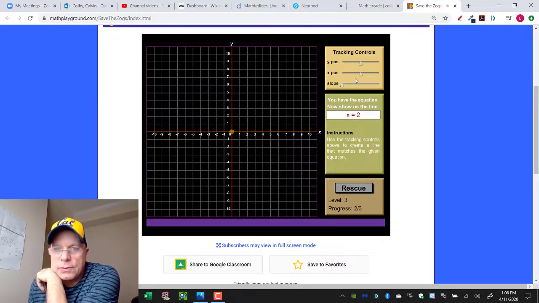X equals 2. Move my x position to 2. Change the slope to vertical. And I should have my line.